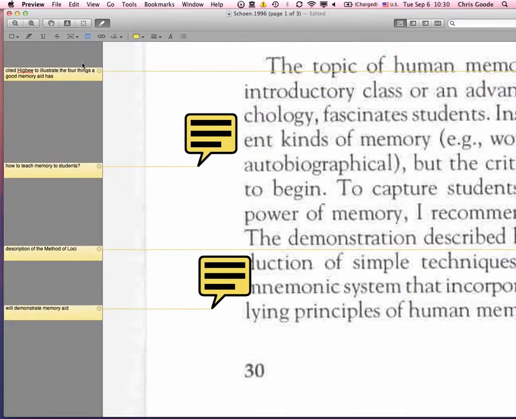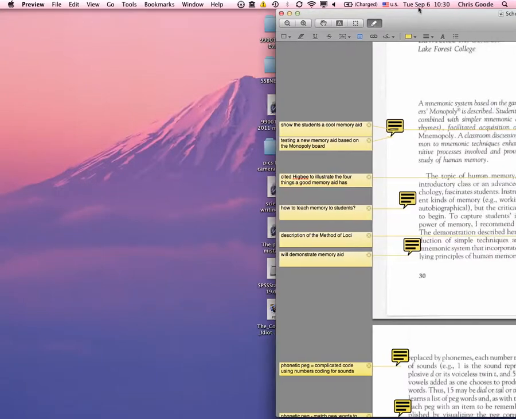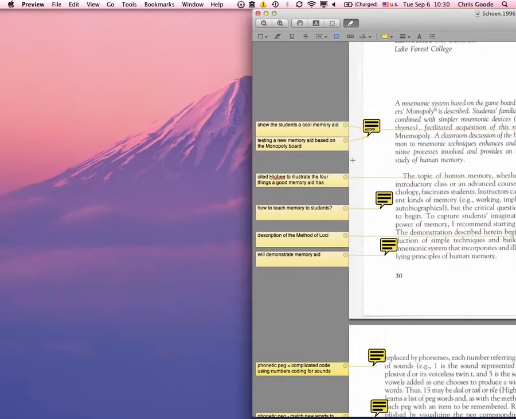Why don't they make these things bigger? Okay. All right. So don't look at that. Well, this guy wanted to show students a cool memory aid. That's not really part of his experiment, right? He's testing a new memory aid based on a Monopoly board. Okay, cool. He cited Higbee to illustrate the 4 things a good memory aid has.